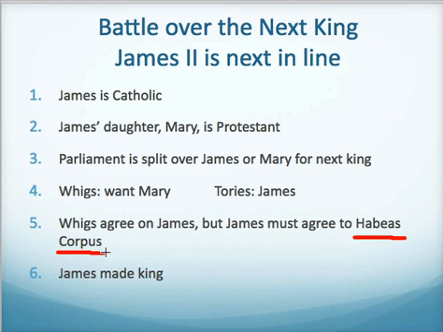And habeas corpus, remember, is you have to be brought before a judge when you're arrested so you know why you're being arrested and if there's enough evidence. So Charles tried to have unlimited power, Charles I. Then you have Charles II. Well, Charles II, remember, had the Petition of Right.